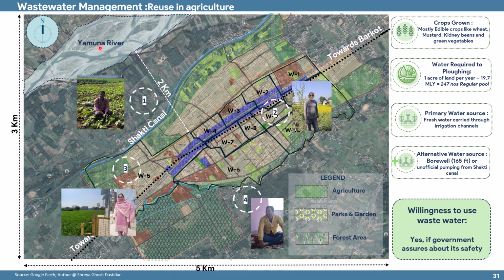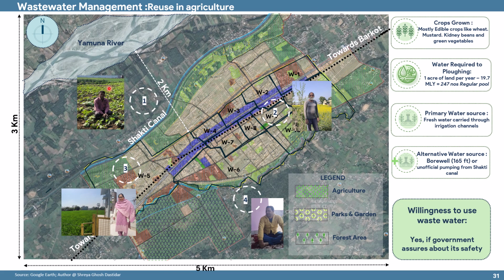Coming to understanding the wastewater reuse potential in agriculture, an FGD among farmers has been done, who show willingness to use wastewater provided the government assures its safety. So these are the 4 clusters in which the FGDs were done. The farming practice is currently divided into two zones in terms of agriculture practices.